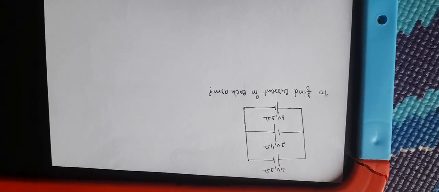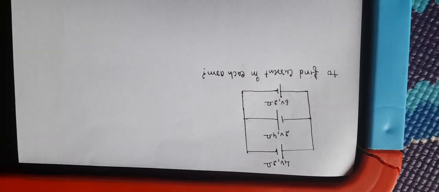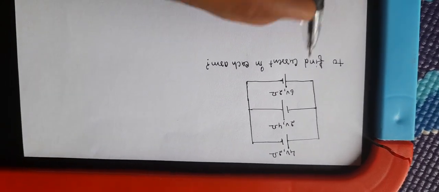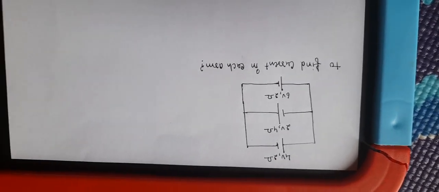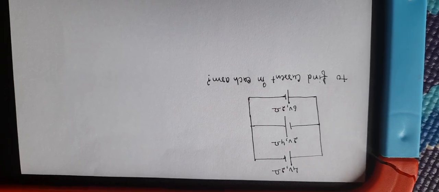So this was the question which I asked from you in the morning. You have to find out the current in each arm in the circuit as shown in the figure. First of all, let us try to solve this question using Kirchhoff rules. Then after, we will solve the same question using the cell combination. The answer will be the same.